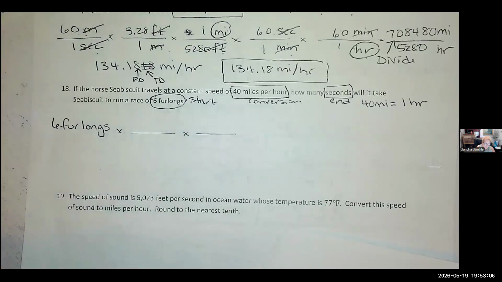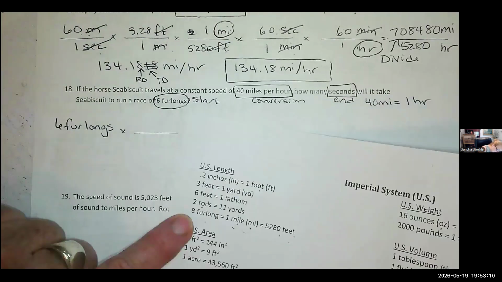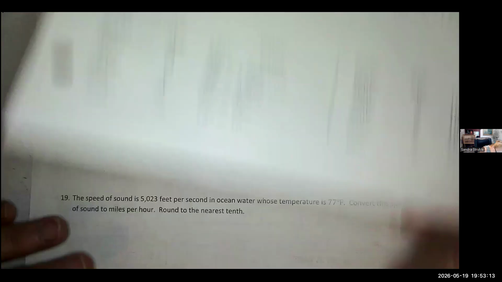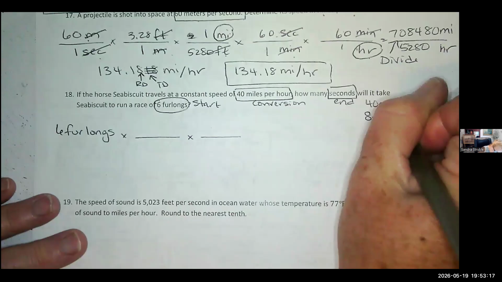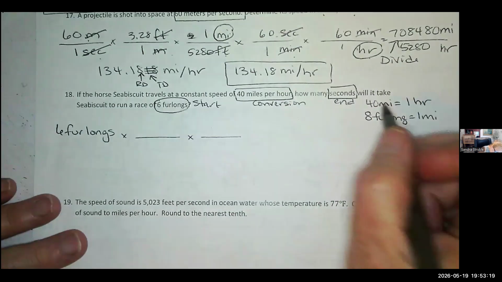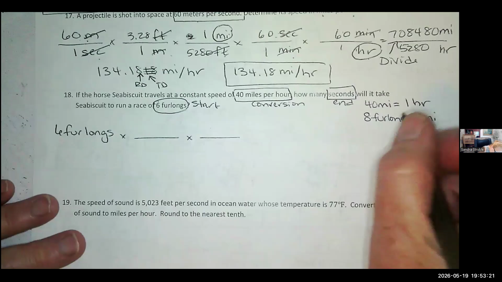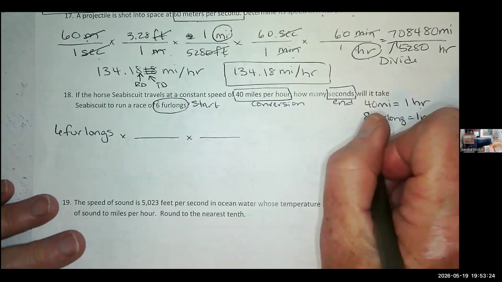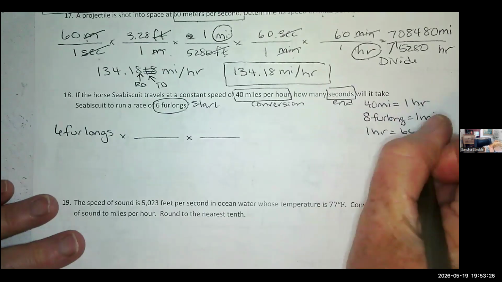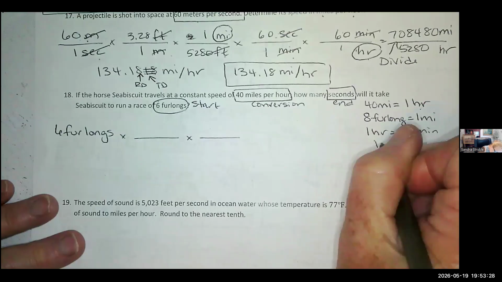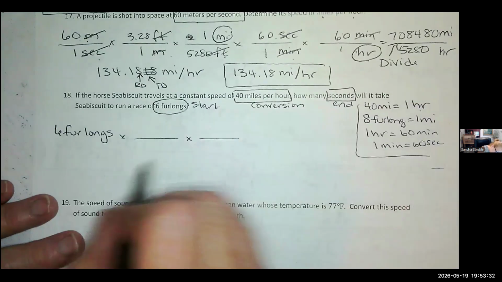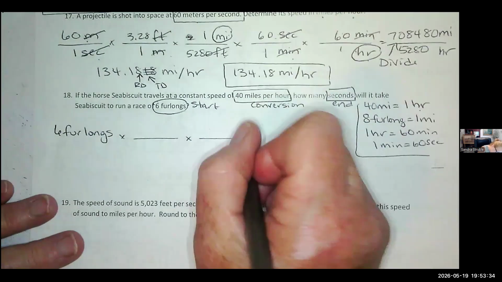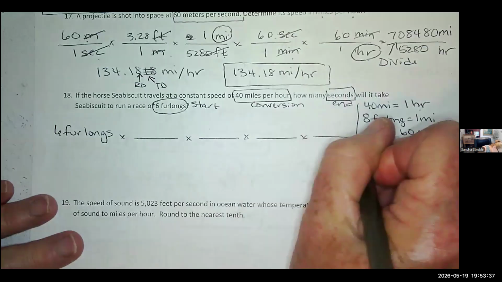Okay. So 8 furlongs is 1 mile. That's a conversion. All right, there's 2 conversions, and then we're going to go to hours, and then 1 hour is 60 minutes, and then 1 minute is 60 seconds. These are all the conversions I'm going to use to get us there. We got to get rid of furlongs. This is over 1 if you need to be.